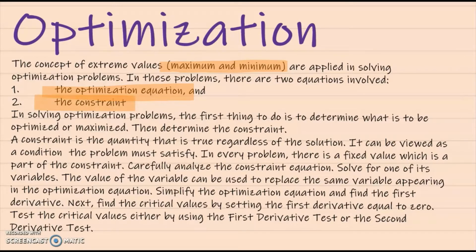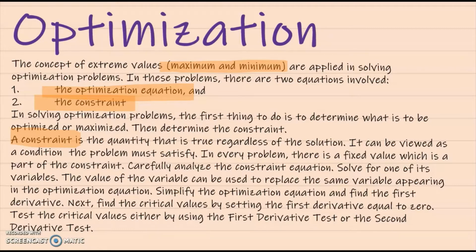In solving optimization problems, the first thing to do is to determine what is to be optimized or maximized. Then determine the constraint. A constraint is a quantity that is true regardless of the solution. It can be viewed as a condition the problem must satisfy. In every problem, there is a fixed value which is a part of the constraint.